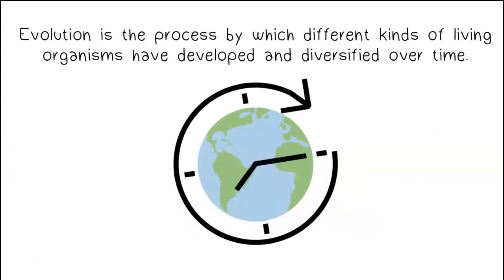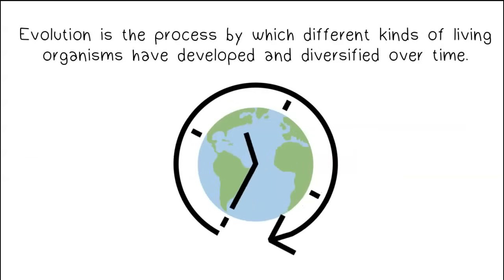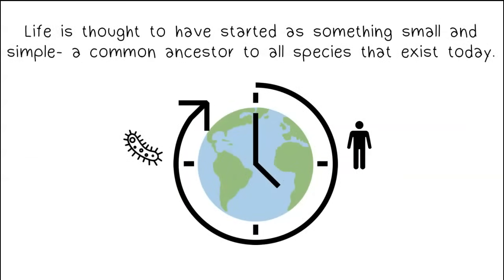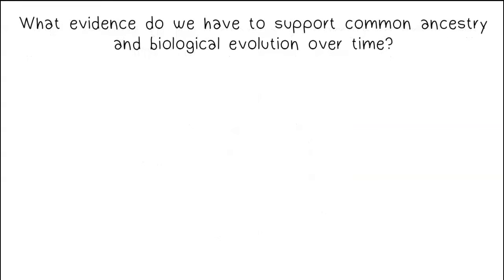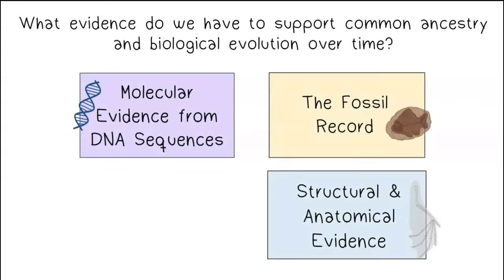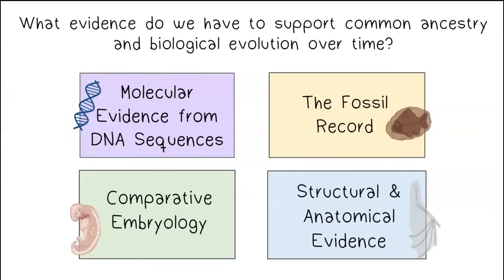Evolution is the process by which different kinds of living organisms have developed and diversified over time. Life is thought to have started as something small and simple, a common ancestor to all species that exist today. What evidence do we have to support common ancestry and biological evolution over time? While there are multiple lines of evidence to support evolution, let's just look at a few.